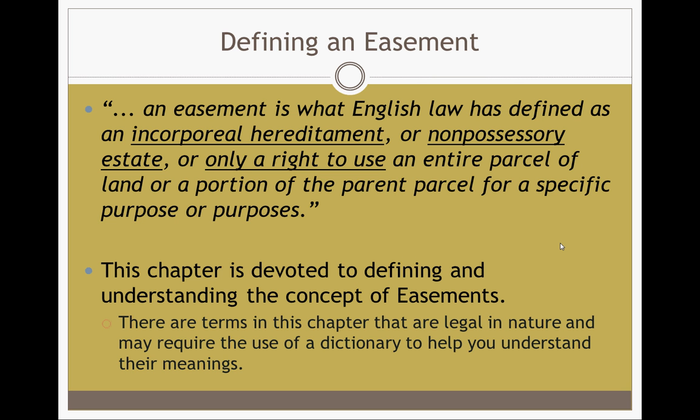But this has put us behind a little bit on the class, so what we're going to do the next couple weeks is push on through some of these chapters. We are going to talk about easements in this chapter, and then we're going to talk about riparian and littoral boundaries in the next chapter.